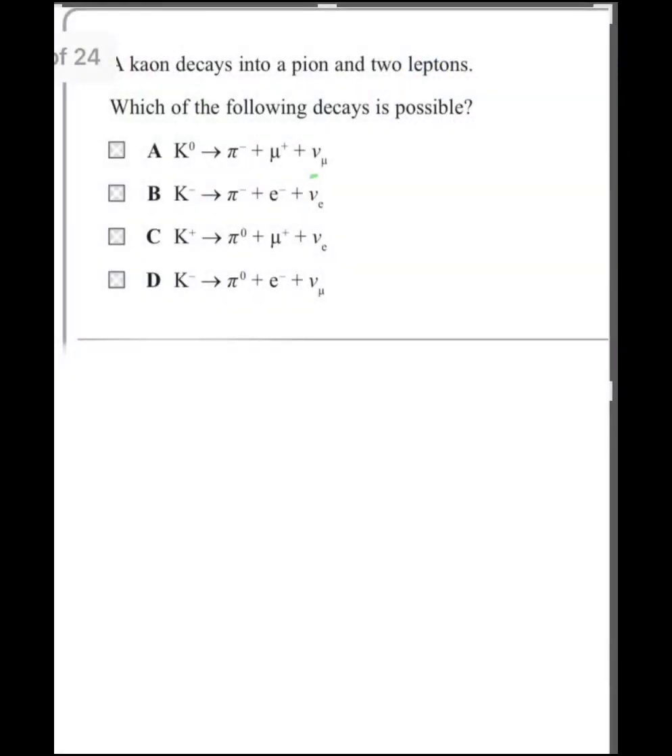A kaon decays into a pion and two leptons. Which of the following decays is possible? For all of these, first we need to consider charge conservation. So the kaon is 0, the pion is -1, the muon is +1, and the muon neutrino is 0. So here the charge is conserved. For B, on the left side we have -1, and on the right side we have -2. So the charge is not conserved.